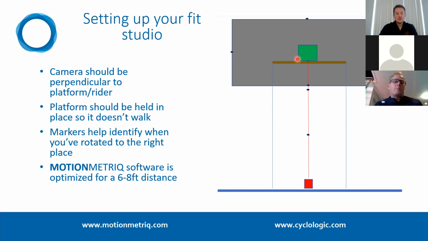So our MOTIONMETRIQ software is optimized for a distance of 6 to 8 feet. That's between camera and rider.